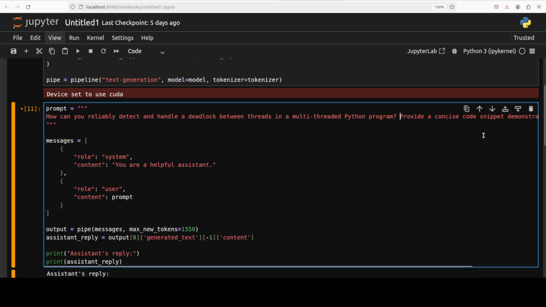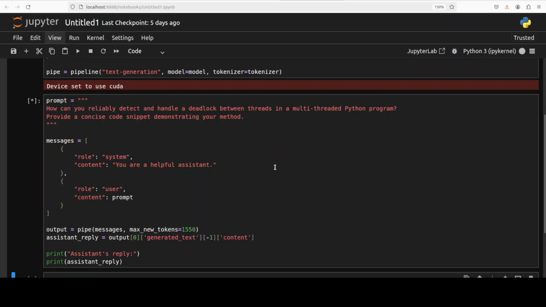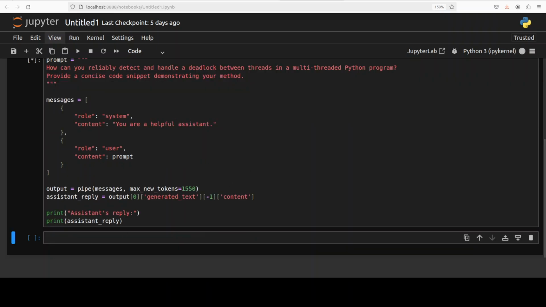Let's try out a coding one. So I'm asking it, how can you reliably detect and handle a deadlock between threads in a multi-threaded Python program? Provide a concise code snippet demonstrating your method. Let's see, it should be fun.